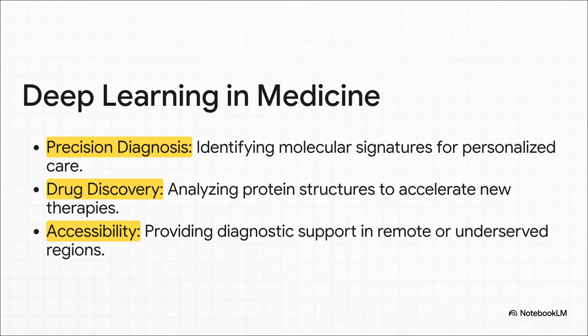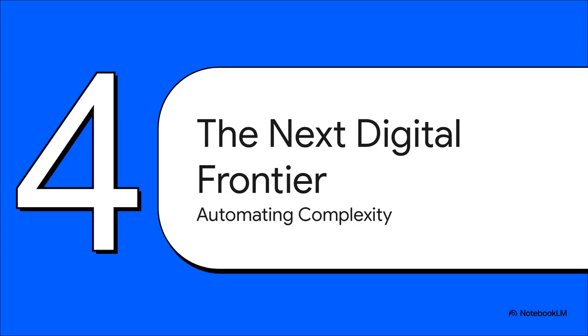The impact in the real world is already happening, and it's profound. We're talking about true precision diagnosis, like classifying a cancer not just by where it is in the body, but by its exact molecular signature to get a truly personal treatment. It's speeding up how we discover new drugs because it can predict how complex proteins will fold and interact. And it's making healthcare more accessible. You can have an algorithm providing top-tier diagnostic help in a tiny clinic hundreds of miles from the nearest big hospital.